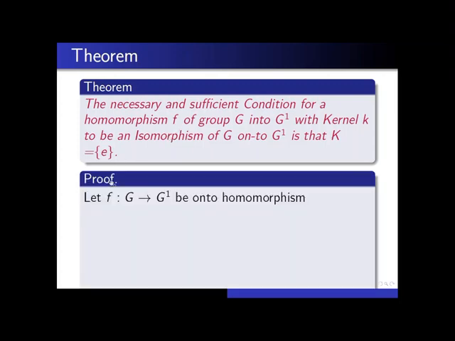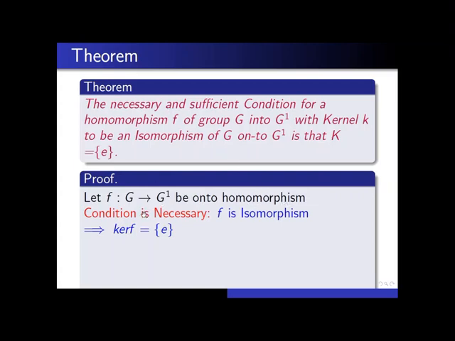So further, let f map G to G dash be an onto homomorphism. So what does onto mean? In f mapping G to G dash, if every element in G dash has a pre-image, then we say f is onto. And homomorphism means, if G with operation circle and G dash with operation star are two groups, f of a circle b should be equal to f of a star f of b. So that is the definition for homomorphism.